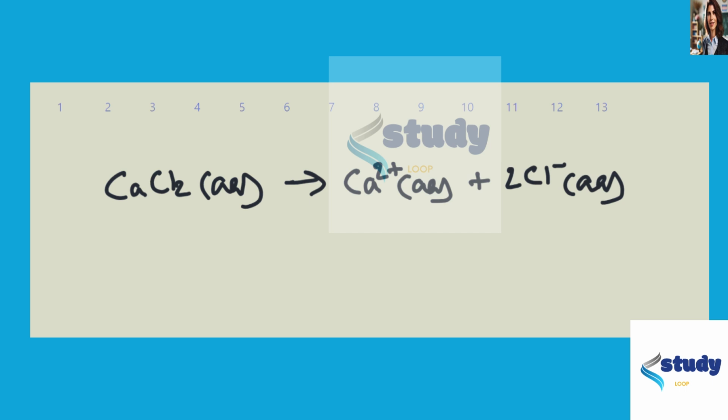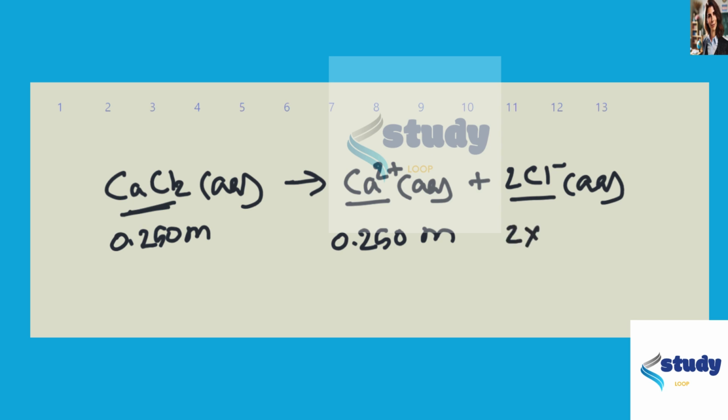Now the CaCl2 concentration is 0.250 molar, and since from 1 CaCl2 we are producing 1 Ca2 plus, that means calcium ion concentration will be same, but we are having 2 Cl minus from 1 CaCl2, that means the Cl minus or chloride ion concentration will be 2 times the calcium chloride concentration, which will give us 0.5 molar Cl minus.